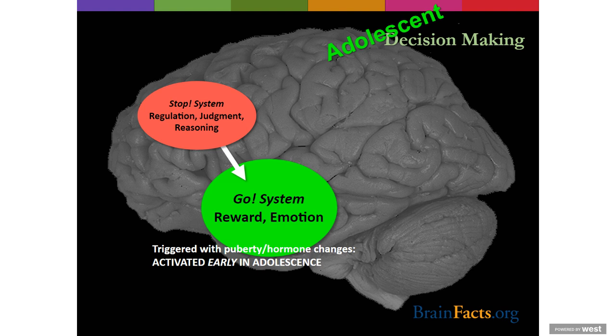And that part of the brain actually is online during adolescence, but it's not as mature, and it actually matures all the way into the mid-20s. And so when you think of adolescent decision making, the go system is going to be a lot stronger than the stop system, especially under emotionally charged circumstances.